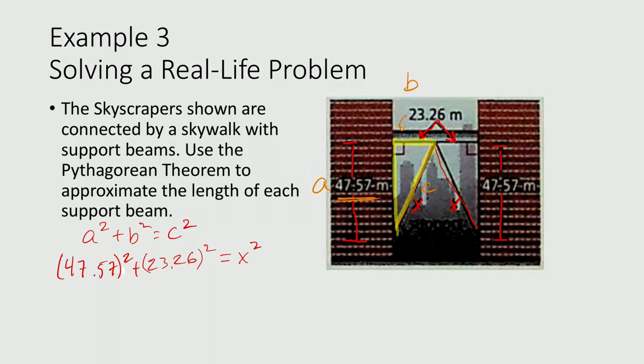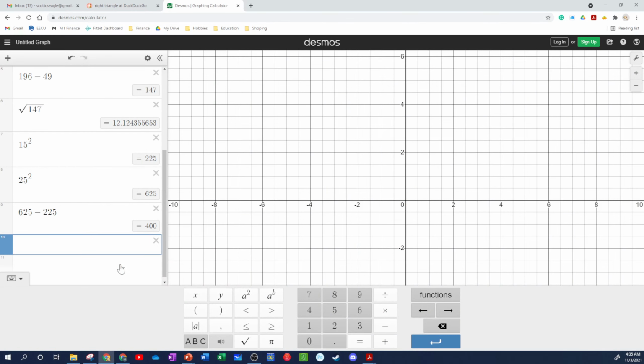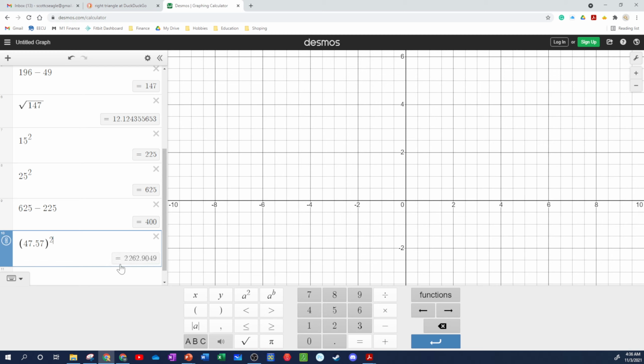So let's go over to, we have, I'm going to do parentheses, 47.57 squared. If you're having a hard time taking the square, you can hit, on your keyboard, Shift and the number 6. There's going to be a little caret symbol. It looks like a little arrow pointing up. That'll get you the symbol, or you can just use a to the b power, or a squared.